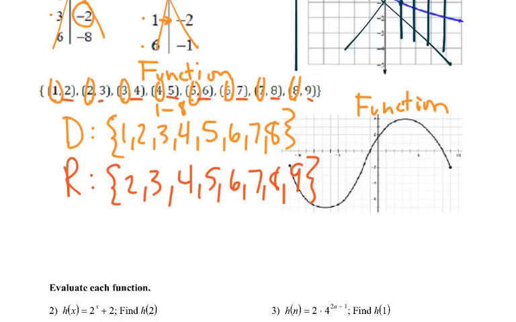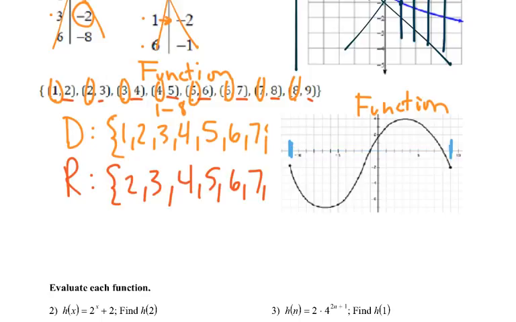Okay, so there's the domain and range of that one. Alright, now for my graph, the domain is all the possible x values. So we think, how far left do I go? Here's the furthest left I go, here's the furthest right. My domain will encompass all those numbers in between.